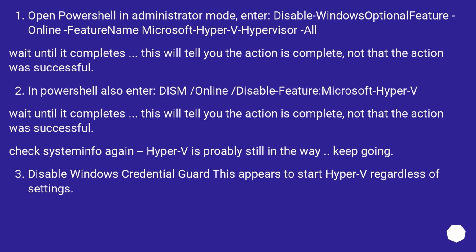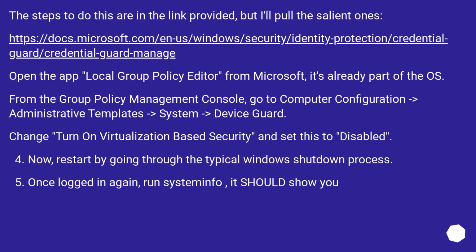Keep going. Disable Windows Credential Guard. This appears to start Hyper-V regardless of settings. The steps to do this are in the link provided, but I'll pull the salient ones. This URL. Open the Local Group Policy Editor app from Microsoft. It's already part of the OS. From the Group Policy Management console, go to Computer Configuration, Administrative Templates, System, Device Guard. Change Turn on Virtualization Based Security and set this to Disabled.